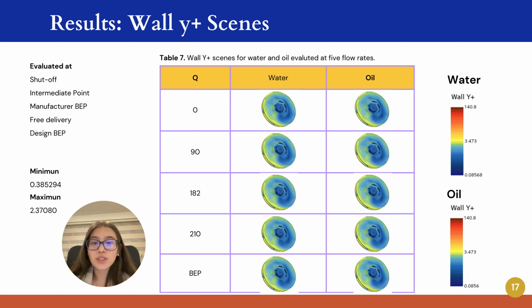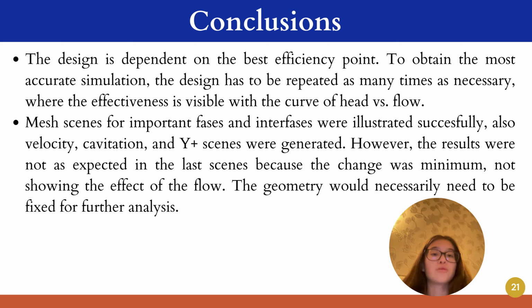Continuing the conclusions, the design is dependent on the best efficiency point. To obtain the most accurate simulation, the design has to be repeated as many times as necessary, where the effectiveness is visible with the curve of head versus flow. And the last one, mesh for important phases and interfaces were illustrated successfully. Also, velocity, cavitation and Y plus profiles were generated. However, the results were not as expected in the last profile because the change was minimal, not showing the effect of the flow. The geometry would necessarily need to be fixed for further analysis.